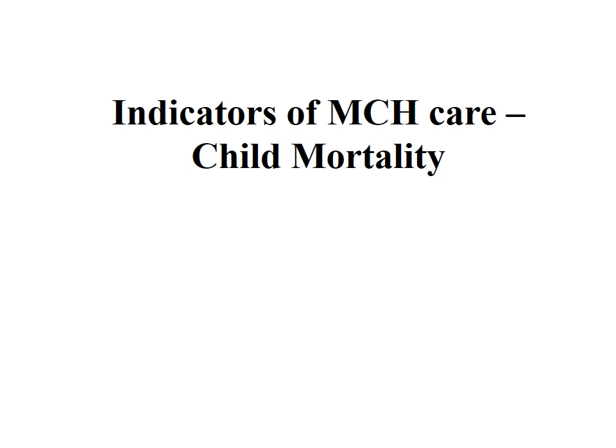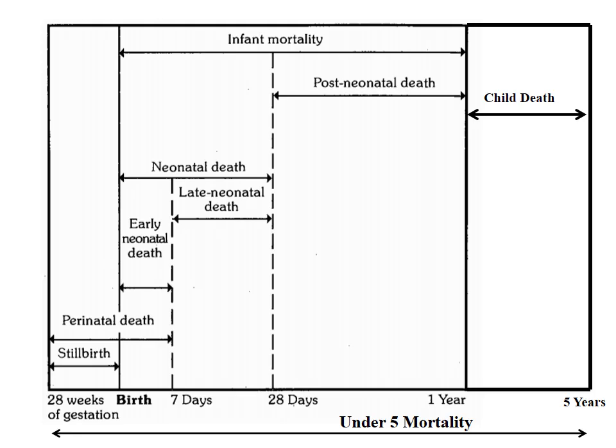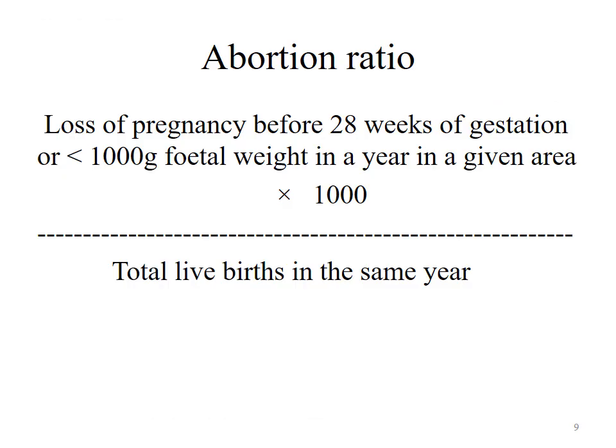Now, indicators of child mortality. Again, this has been discussed in a previous session, the childhood mortality: what are the various stages or landmarks in the child's life, and depending on that, what is the mortality, so the name of the mortality is described. The first indicator we consider is the abortion ratio.